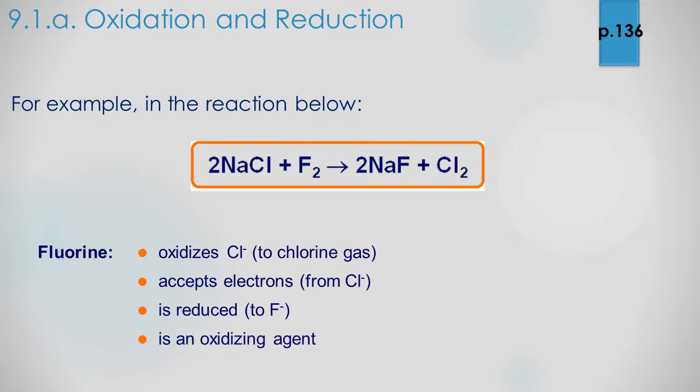So fluorine oxidizes Cl⁻, it accepts the electrons from Cl⁻, it is reduced to F⁻, and it's acting as an oxidizing agent. Of course, the Na⁺ here is a spectator ion, so we don't have to worry about it.